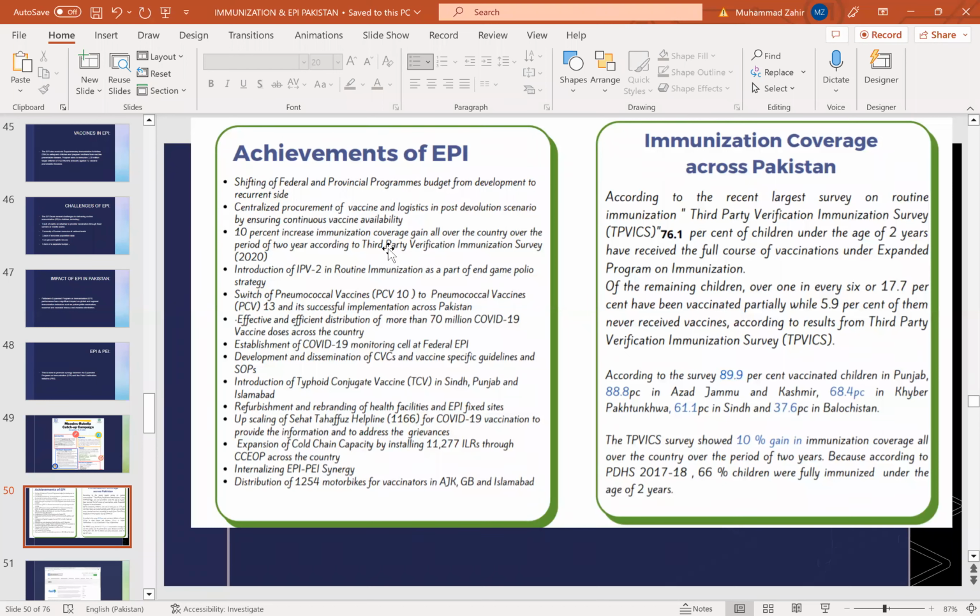So the achievements of EPI include the shifting of the federal provincial program budget from development to recurrent sites, centralization of procurements, and a 10% increase in immunization coverage. It also includes the establishment of a COVID-19 monitoring cell, the introduction of the conjugate typhoid vaccine, the Sehat Hafiz helpline, internalizing the EPI and PS synergy, and the distribution of 1 to 5 motorbikes for vaccination in Islamabad, Gilgit-Baltistan, and Azad Jammu Kashmir.